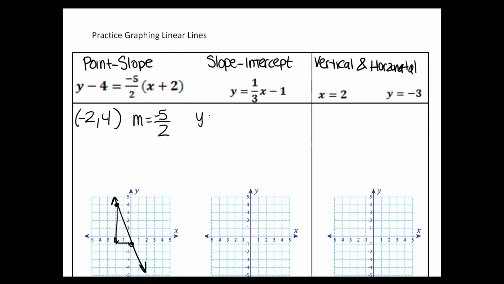So my y-intercept in this case is going to be negative 1. And my slope in this case will be 1/3. I'm going to go down to negative 1, then up 1 over 3 to graph my line for this.